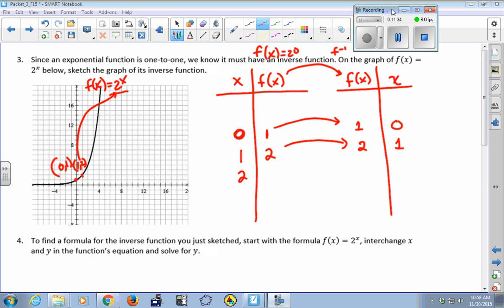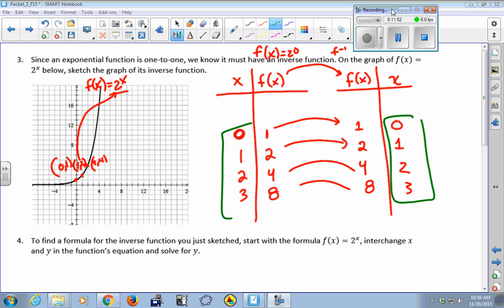If I was 2, I'd be 4. 2 is 4 right here. 2, 4. I put my 4 in, I come back to 2. 3 is 8. Put my 8 in, I come back to 3. Notice you end up exactly where you began.